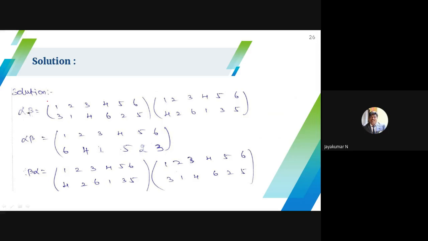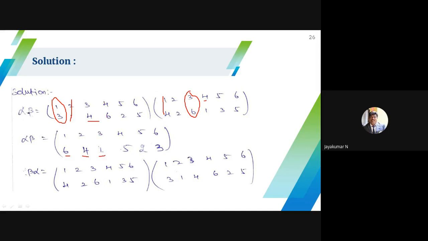I have to find the image of 1 in alpha. The answer is 3. Then I find the image of 3 in beta. The answer is 6. So 1 maps onto 6. The image of 2 in alpha is 1, and the image of 1 in beta is 4. So finally the image of 2 is 4. The image of 3 in alpha is 4, and the image of 4 in beta is 1. So finally 3 maps onto 1.